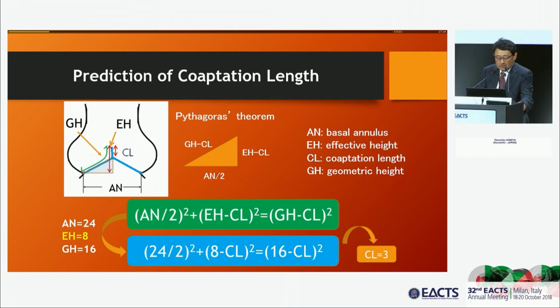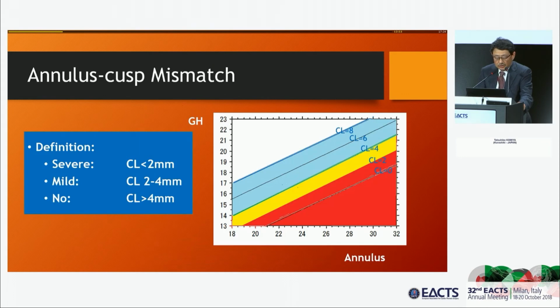Using this geometric height, we calculate coaptation length before operation, with the Pythagorean theorem. For effective height, we preset 8, considering our smaller physique. The basal annulus and the mean geometric height were substituted into this equation to get coaptation length. Using this predicted coaptation length, the patients were categorized into 3 groups. Severe annulus-cusp mismatch signifies coaptation length less than 2 millimeters. Mild annulus-cusp mismatch means coaptation length ranging from 2 to 4 millimeters. There is no mismatch when the coaptation length is over 4 millimeters.